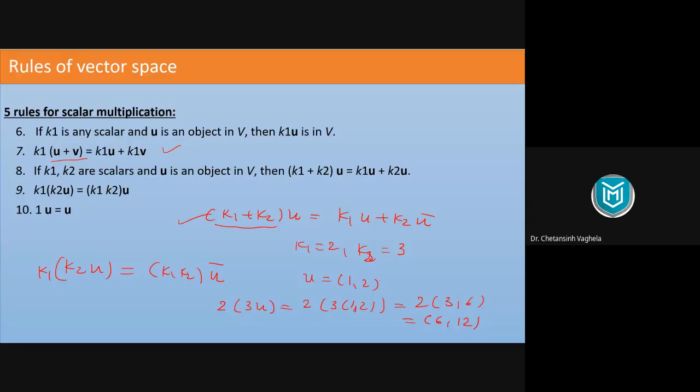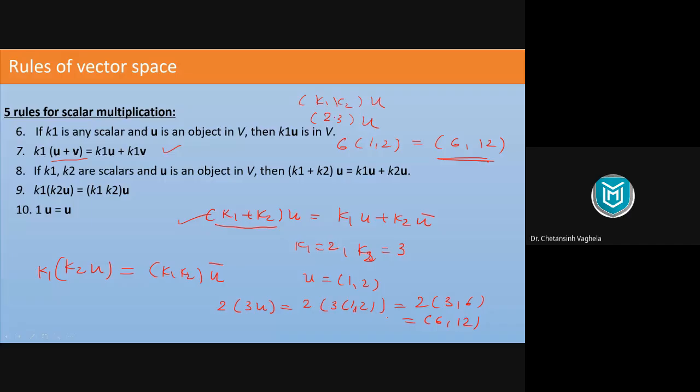Now what is right hand side here? Right hand side is k1 into k2 and u. Now what is k1 and k2? It is 2 and 3. So 2 into 3 times u, 2 into 3 is 6, and u is what? U is 1 comma 2. Now multiply with 6, it is 6 comma 12. So your answer is 6 comma 12 here. In left hand side also your answer is 6 comma 12. So that means both left hand side and right hand side, they are producing same result, right? This is called associative law for scalar multiplication. So scalar multiplication should also satisfy associative law. This is your 9th rule of vector space.